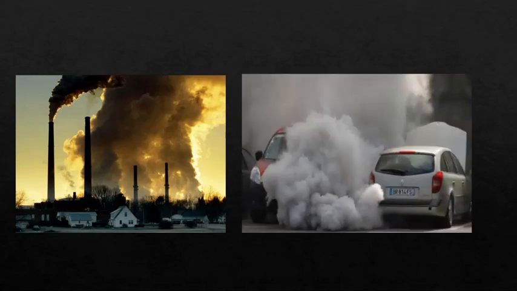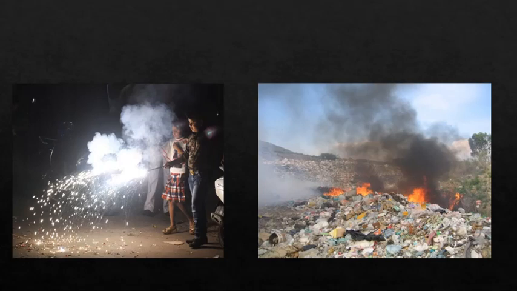So children, now I will show you all some pictures and you have to find the similarities in these pictures. So, what were the similarities in these pictures? All of them showed a large amount of smoke. There was a large amount of emission of smoke through various agencies like the chimneys of the factories, from the vehicles, or from the burning of waste, or even from the firecrackers.